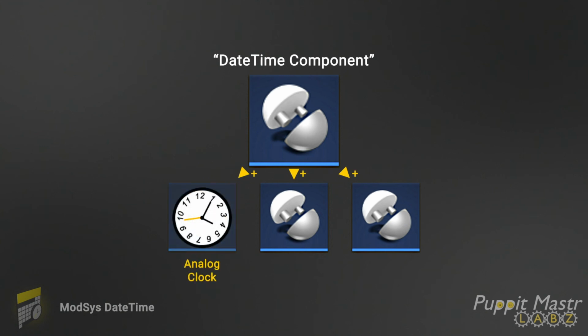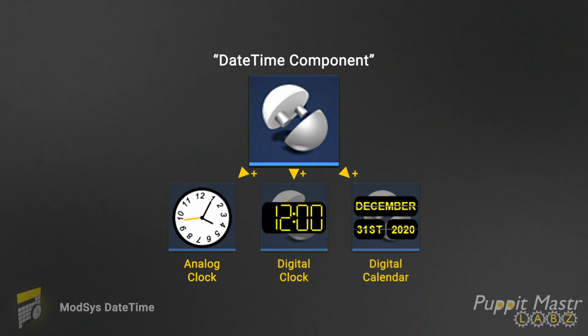The analog clock component calculates the rotation of its clock hands based on the time that is being passed into it. The digital clock and the digital calendar behave similarly to each other. Each expose additional formatting options in the form of shortcodes.